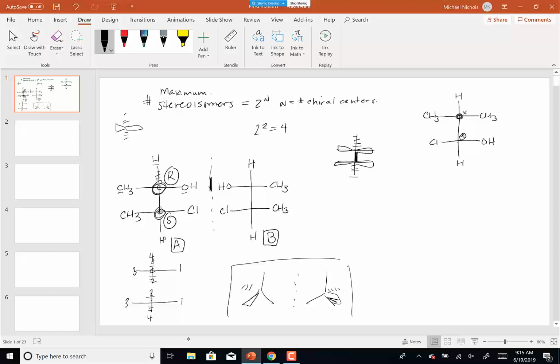If you're not, you got to yell. So here's my next question: what is the configuration, R or S, of the top carbon and the bottom carbon in B? That was fast. I'll ask you why it was fast in a minute.